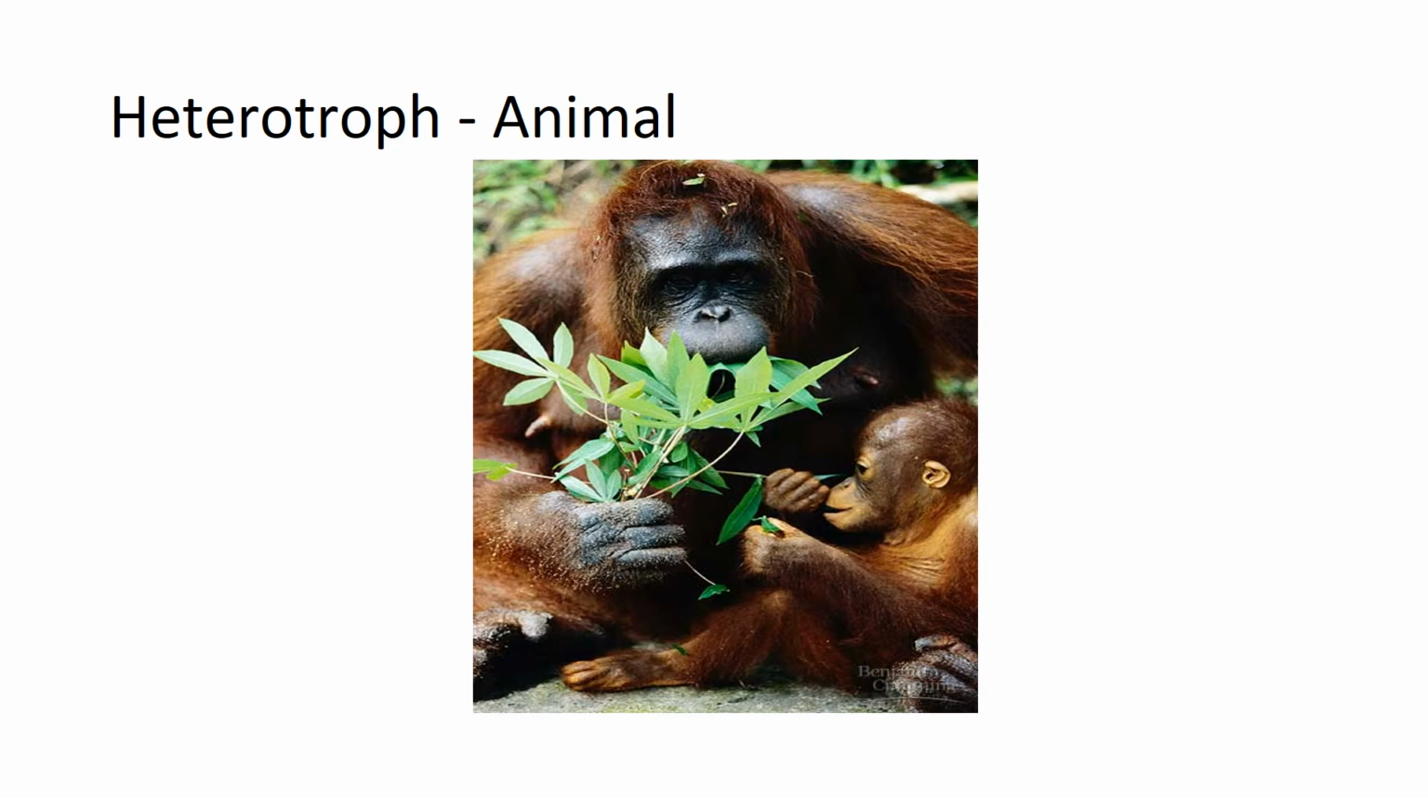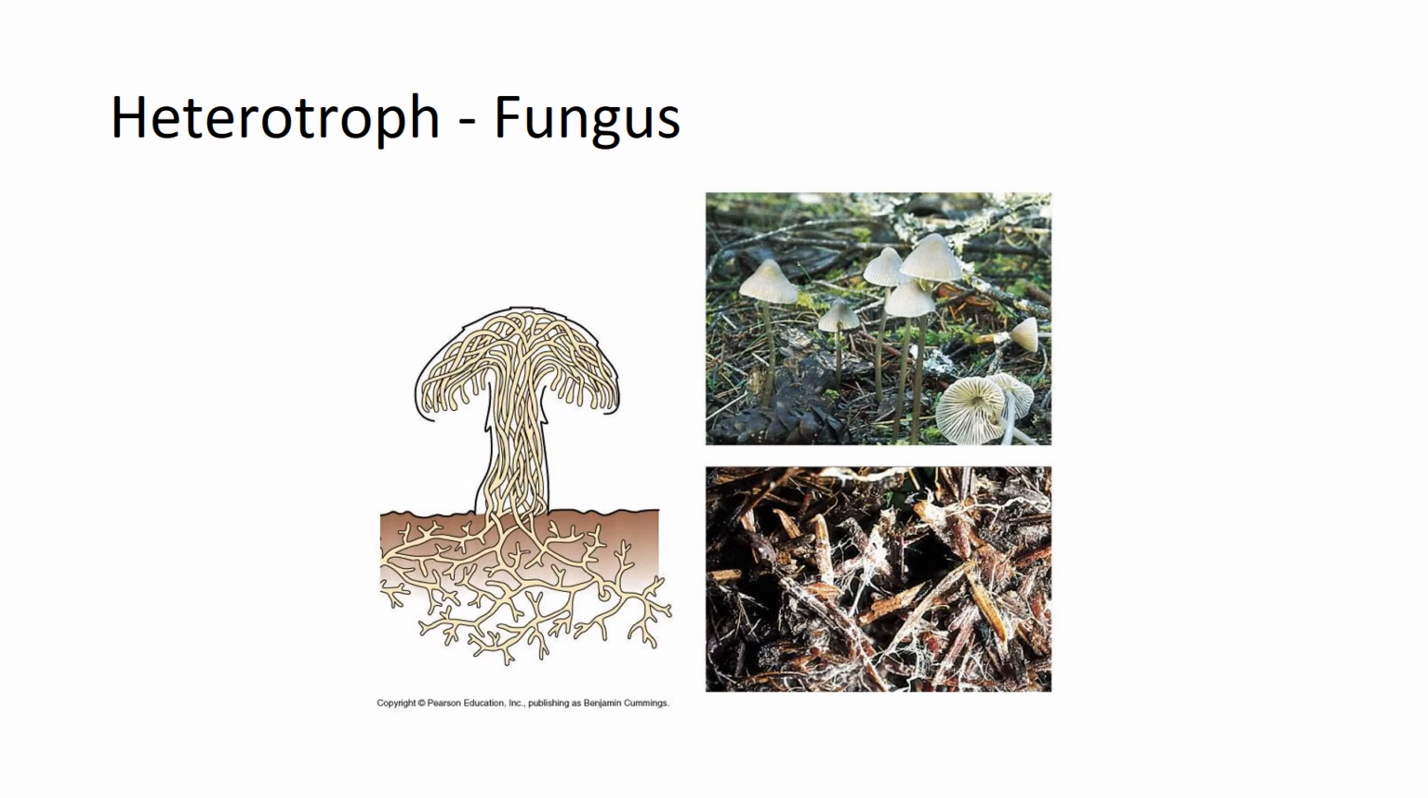Animals, on the other hand, such as this orangutan, are heterotrophs and must eat other things. And of course, things like mushrooms, which are decomposers, and many of our small insects and bugs and even many bacteria are going to be heterotrophic, meaning that they have to get their energy from other organisms. Okay?